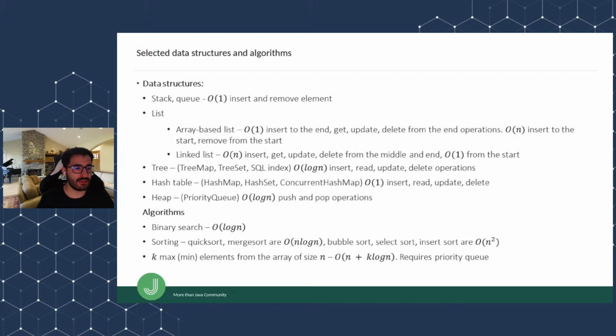Now, when talking about trees, you have the tree map, tree set, SQL index, for example. They have a performance of O(log n) for insert, read, update, and delete operations. You have the hash tables, hash map, hash set, and concurrent hash map implementations of the table interface, which give you a performance of O(1) constant time for inserting, reading, updating, and deleting. And the heap, the priority queue, for example, gives you a performance of O(log n) for push and pop operations. Binary search, like mentioned before, gives you O(log n).